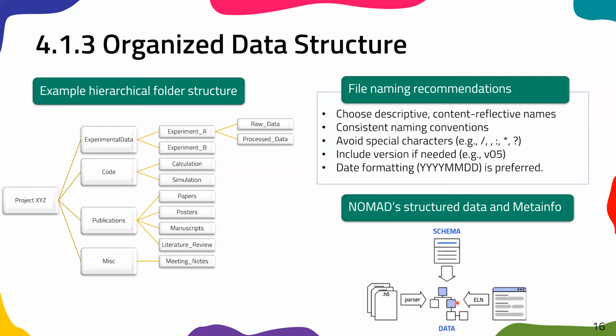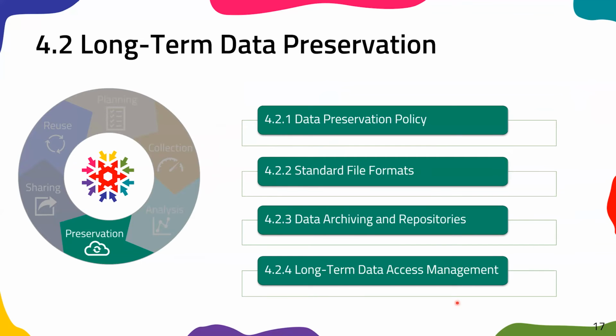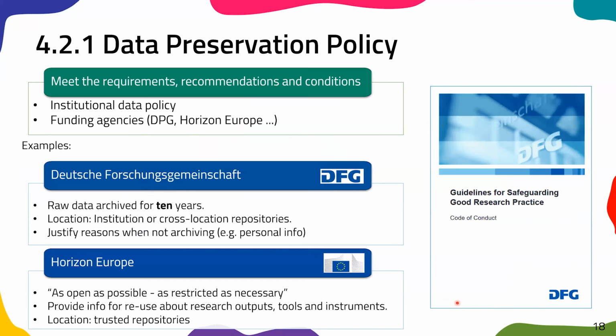hierarchical structure as well. So long-term data preservation, we have 4 best practices. The first one is that you should look for the policy that your institute or funder sets. Standard file formats, I'm going to talk about those. Data archives, long-term data access management, all of them will be reviewed in more detail.